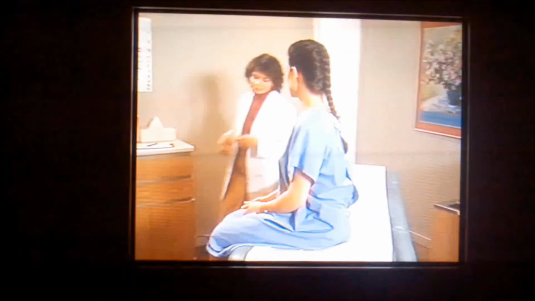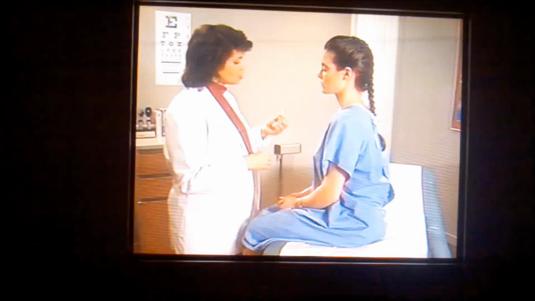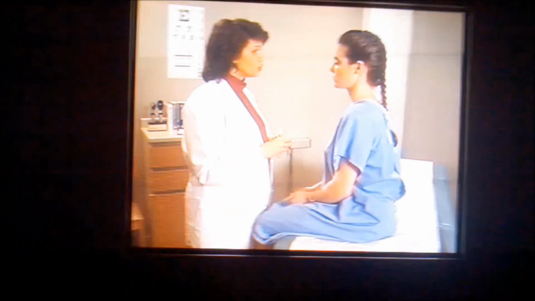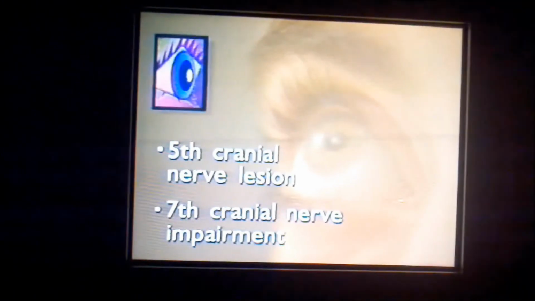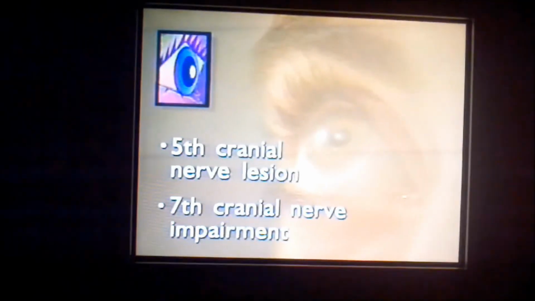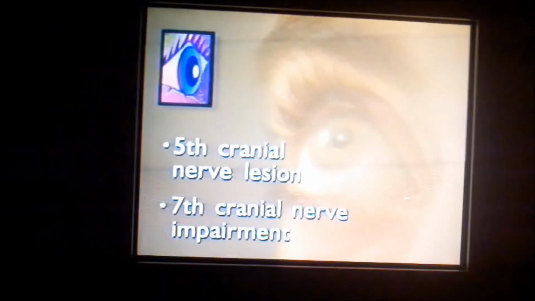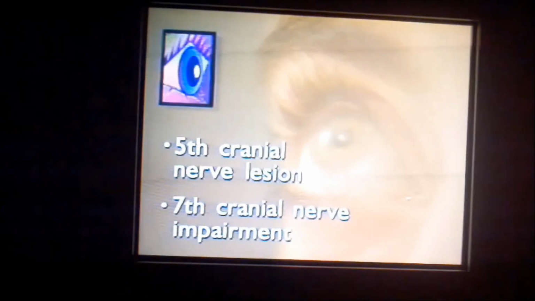Finally, test the patient's corneal reflex. To do so, ask her to look up and away from you, approaching from the other side and out of her sight. Touch her cornea lightly with a fine wisp of clean cotton. She should blink. If she doesn't, suspect a 5th cranial nerve lesion or possibly 7th cranial nerve impairment. Or she may be wearing contact lenses, which will diminish the response. Repeat this test on the other eye.